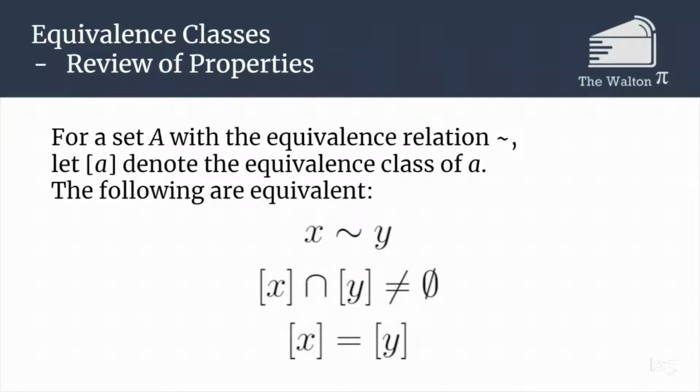Now, these equivalence classes have specific properties. Specifically, all three of these things that are written are equivalent. If x relates to y, then the class of x is the same as the class of y, which also means that the class of x intersected with the class of y is not equal to the empty set. So, either all three of these are true, or none of them are true. There is no way to have anything other than that.